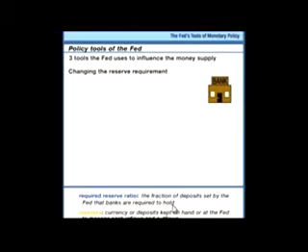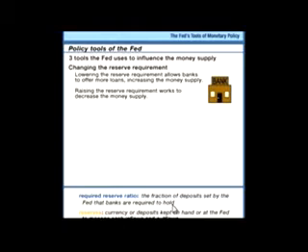So when the Fed tells banks that it doesn't have to hold as many reserves, banks are free to make more loans and create more checking accounts, and that increases the money supply. If the Fed increases the reserve requirement, then banks have to call in loans and destroy checking accounts and shrink the money supply.